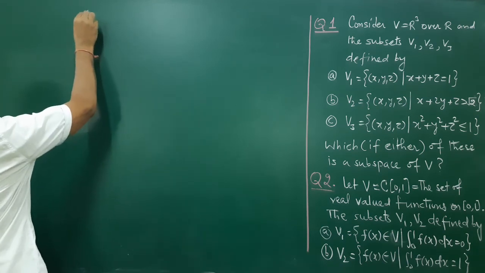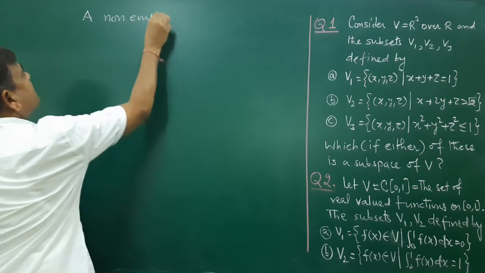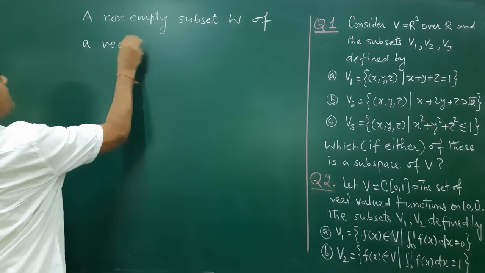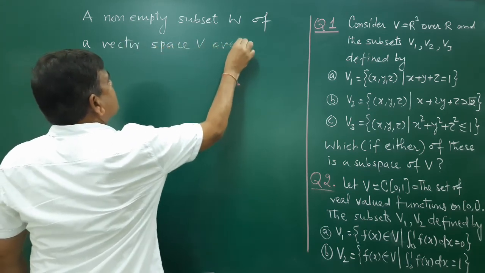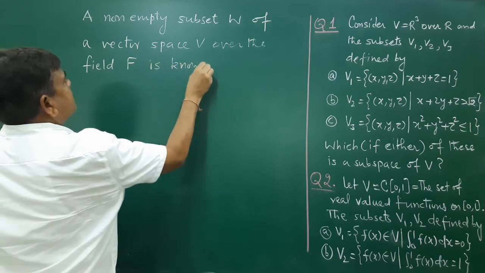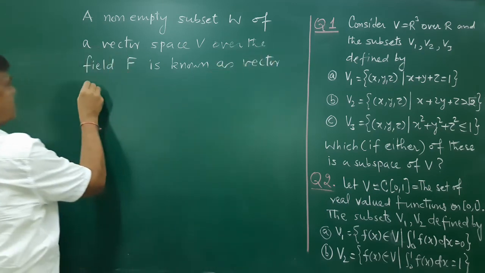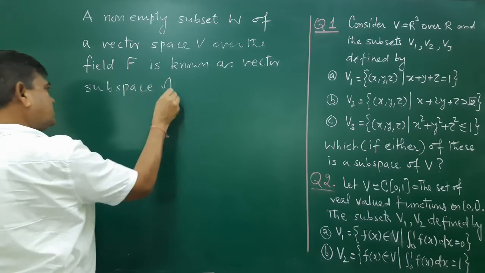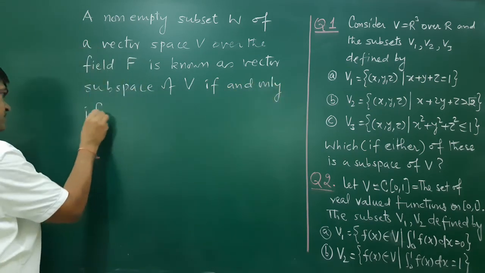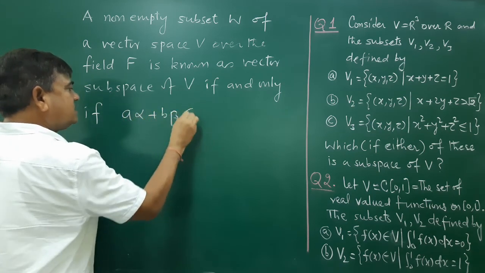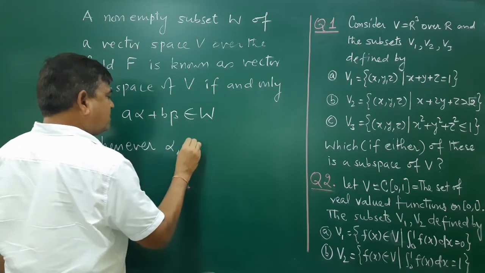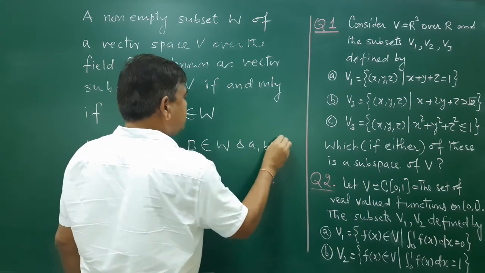As you know, a non-empty subset W of a vector space V over the field F is known as a vector subspace of V if and only if A alpha plus B beta belongs to W whenever alpha, beta belong to W and A, B belong to F.